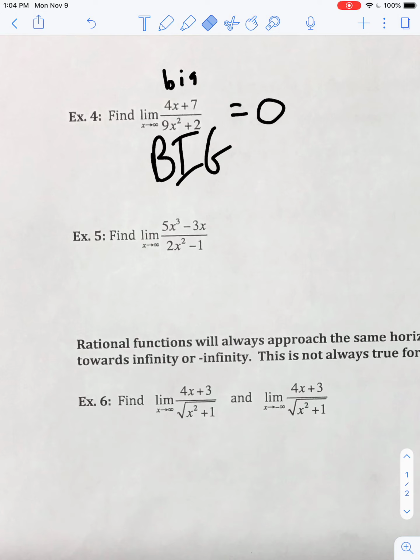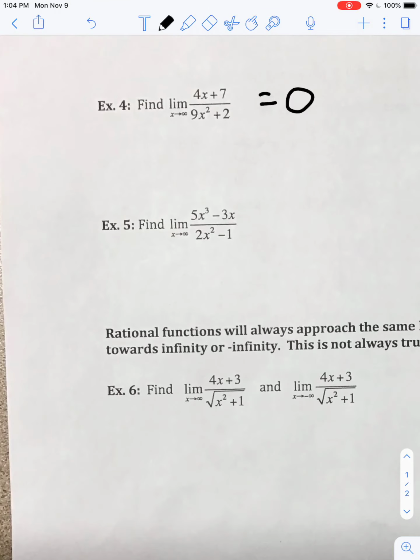And the second horizontal asymptote rule is if your bottom degree is bigger than the top degree, then your horizontal asymptote is 0. So you can just look at it in terms of your horizontal asymptote rules. And then the last thing, if the top is bigger than the bottom, then there is no horizontal asymptote. Your limit would be does not exist.